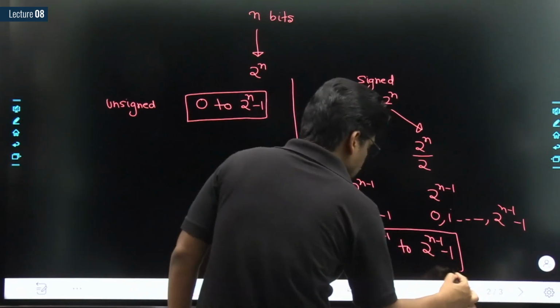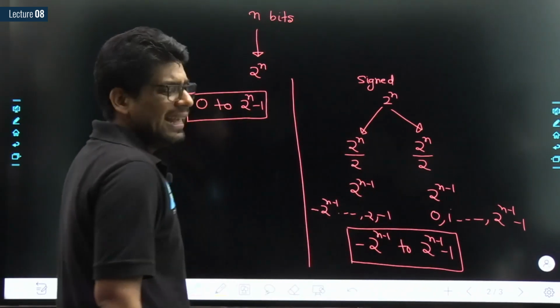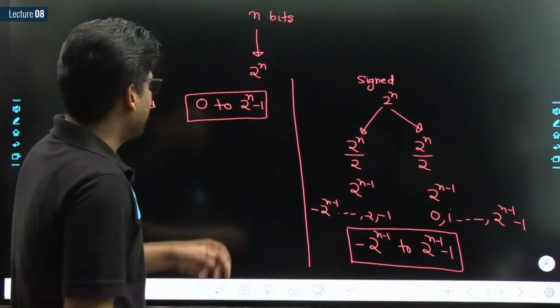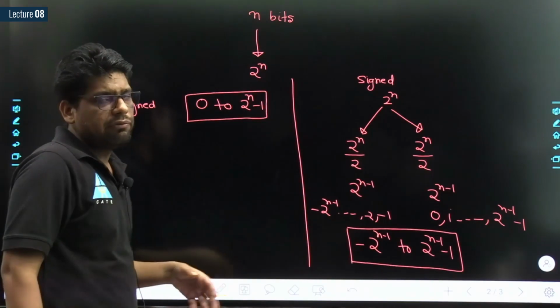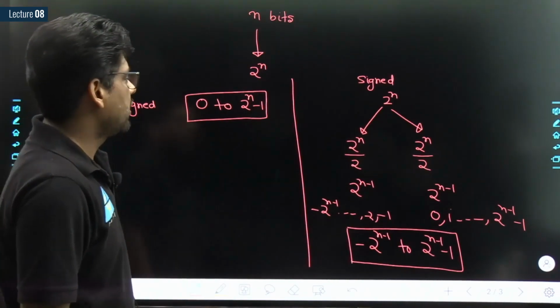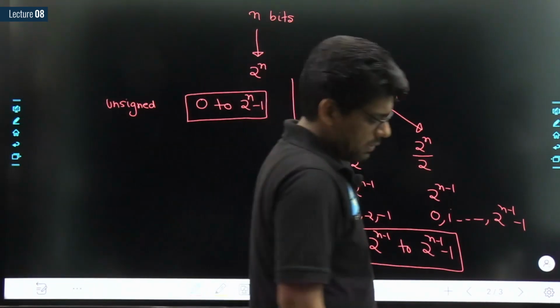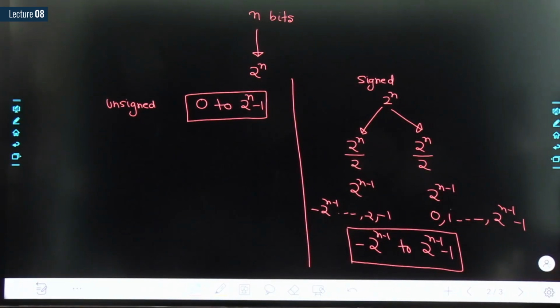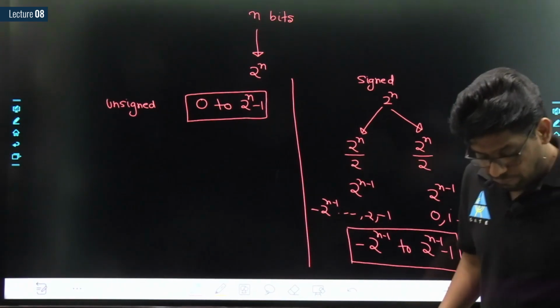So, this is the range of signed integer, any type. And this is the range of unsigned. No matter whether n is 64-bit, 32-bit or 16-bit. So, let me generalize this concept. I hope everything is clear now. Please note it down carefully.